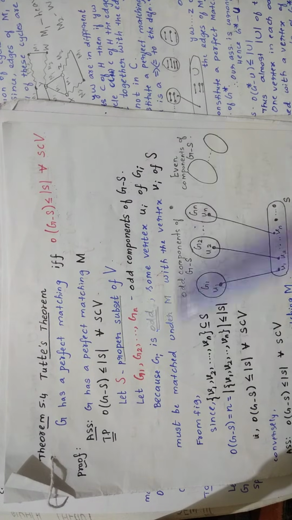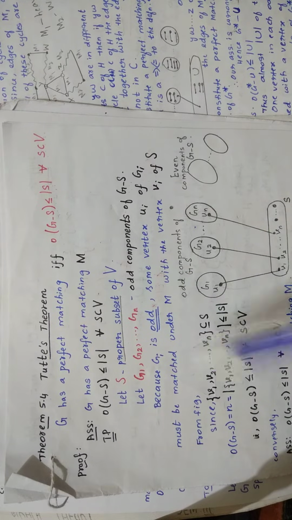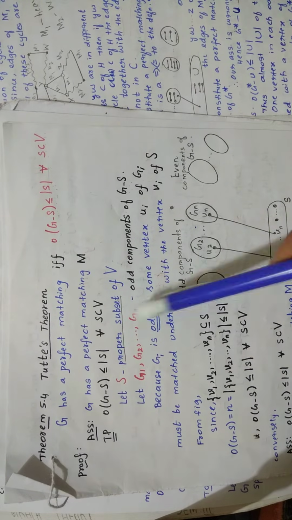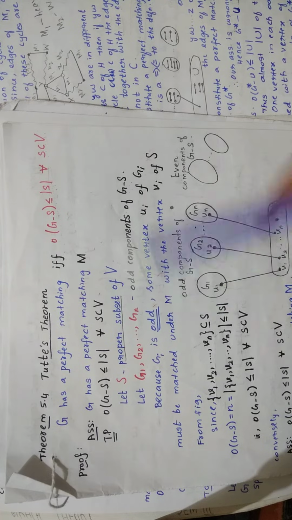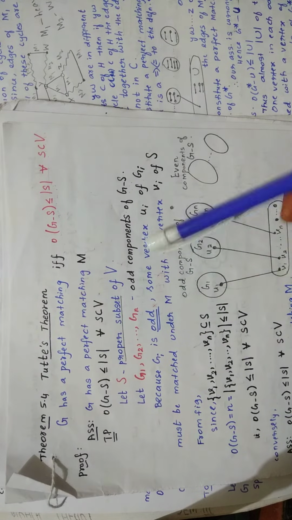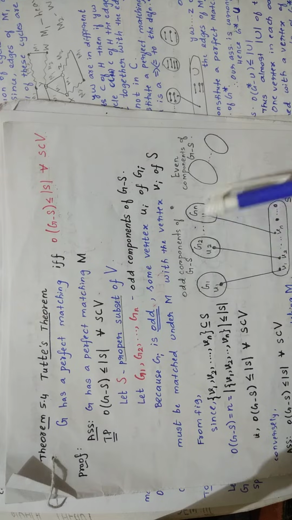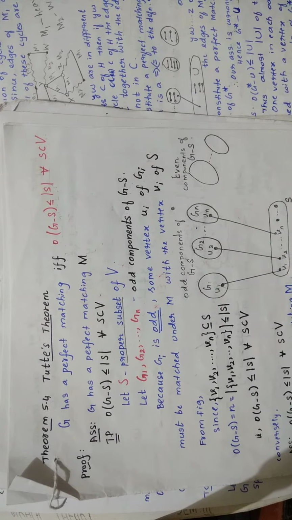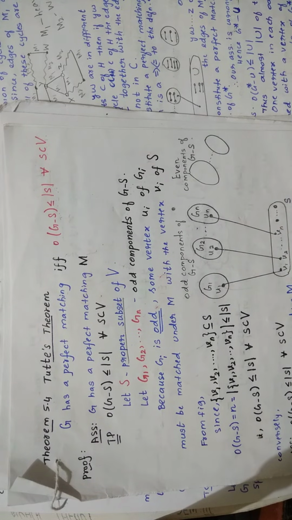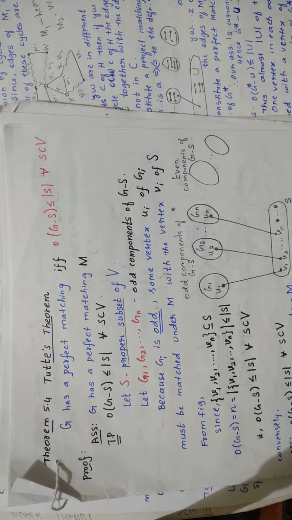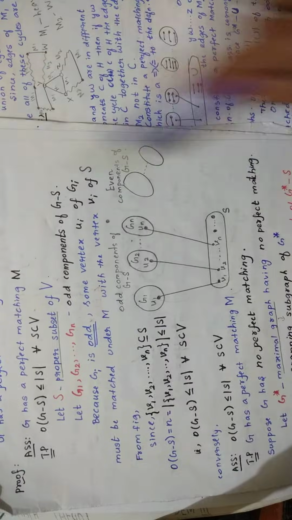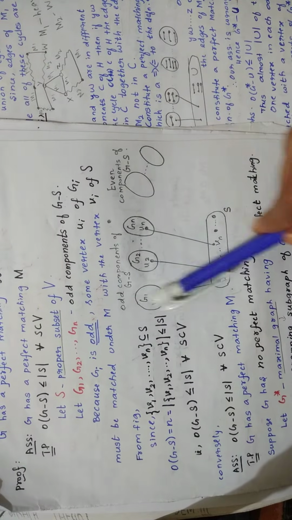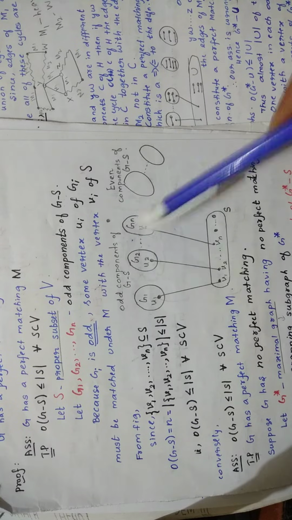In general you write Gi, where Gi is odd. Here you can see S, a proper subset of V, and here you can see the odd components of G minus S. So these are the odd components.